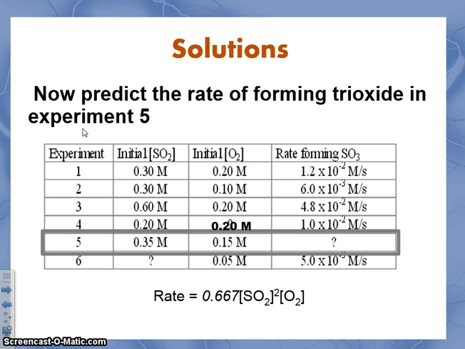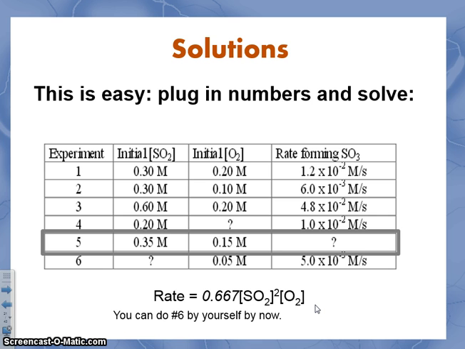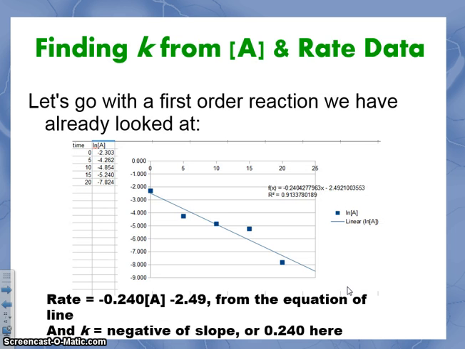Now let's predict the rate of forming the sulfur trioxide in experiment 5. Again, we have the rate law down here at the bottom. You just plug in the numbers and solve. And you should be able to do number 6 by yourself now. So here's the answer to number 5. And that's an exponent minus 2 here. And you can do number 6.